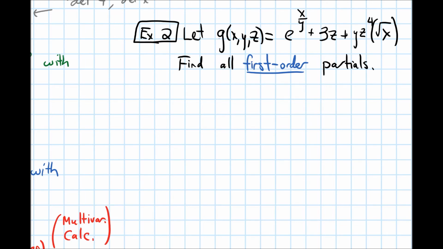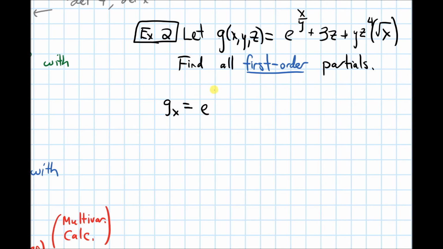So let's start with the partial with respect to x. And using our new notation, I'll write g subscript x. That means the partial of g with respect to x. All right, so to take the derivative of this e term, I need the chain rule.